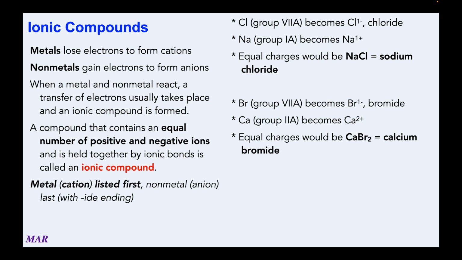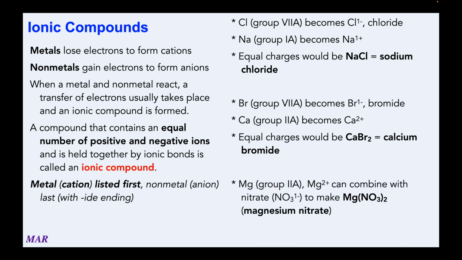You could turn the calcium bromide name back into a formula by knowing that calcium's +2, bromide's -1, and you need 2 of them to make a neutral compound. You can do the same thing with polyatomic ions. Nitrate is -1, magnesium's +2. So when you make a neutral compound there, you make Mg(NO3)2, magnesium nitrate.